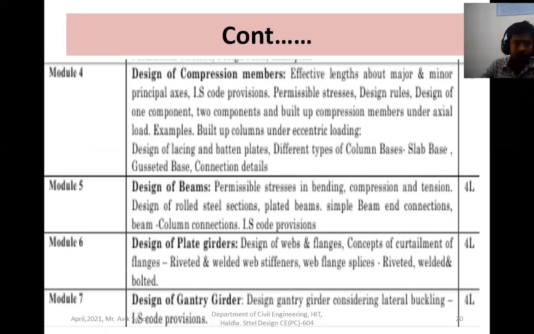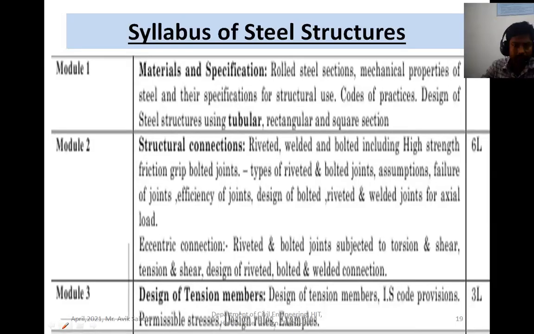Now in module 2 you learn the structural connection. Different connections are used in steel structures, like riveted connection. Generally this connection is obsolete now. So now riveted connections are not used, only the weld and bolt connections are used.